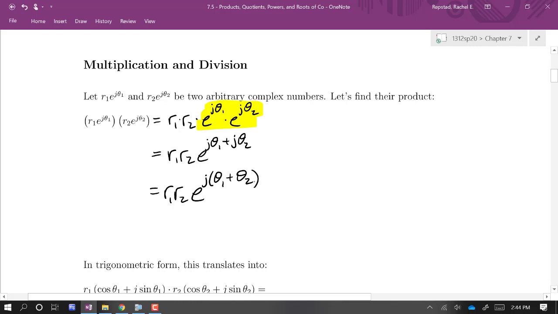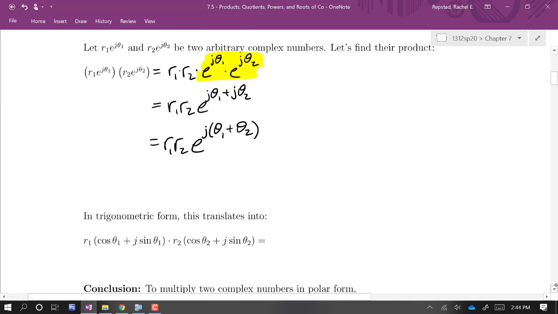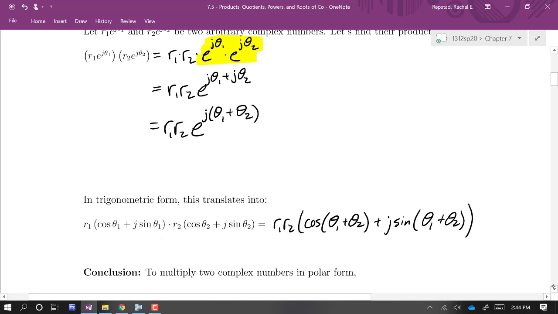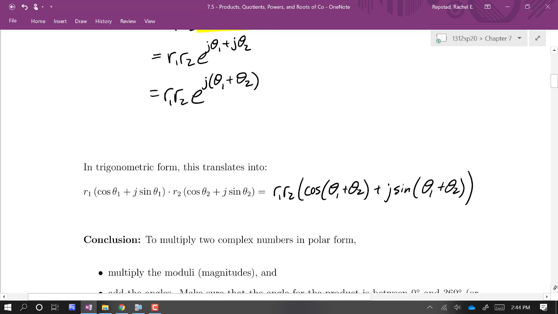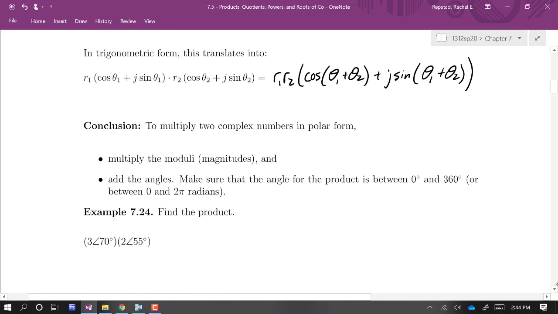And there's our product. If we did this in trigonometric form, it would translate into this product being equal to r1 times r2 times cosine theta 1 plus theta 2 plus j sine theta 1 plus theta 2. The upshot of this is that if we are multiplying two complex numbers in polar form, we're going to multiply the two moduli, those magnitudes, the r values, and then add the angles.